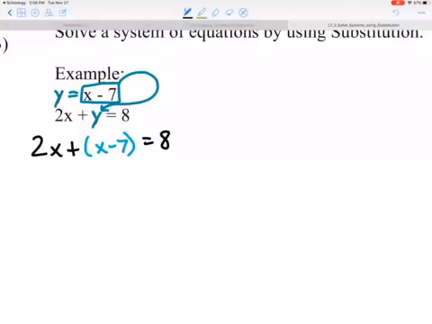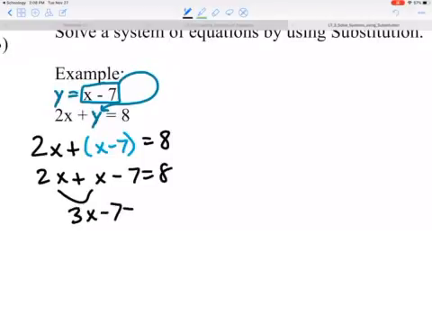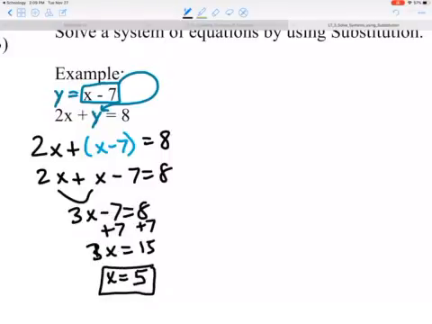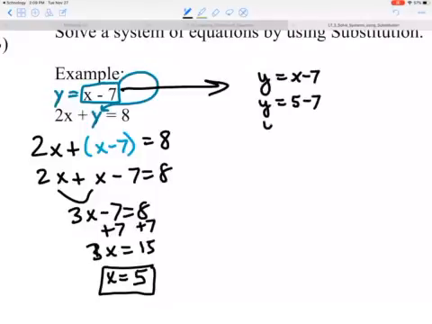Notice I still now have one equation, one variable I can solve. So I get 2x plus x minus 7 equals 8. These two combine to give me 3x minus 7 equals 8, and I add 7 and divide by 3. I get x equals 5. Now to get what y equals, I'm going to take one of the first two original equations, y equals x minus 7, I'm going to plug in 5, and I get y is equal to negative 2.